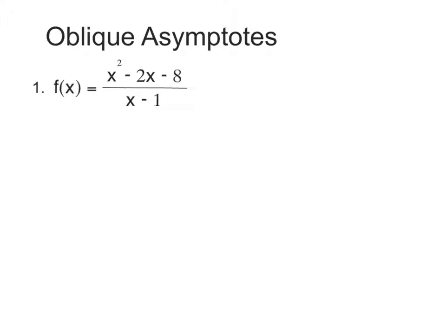And oblique asymptotes occur when the degree in the numerator is larger than the degree in the denominator. We have the second degree in the numerator, first degree in the denominator. So we will not have horizontal asymptotes, but we'll have an oblique, or in this case, a slant asymptote. You may have heard that before.